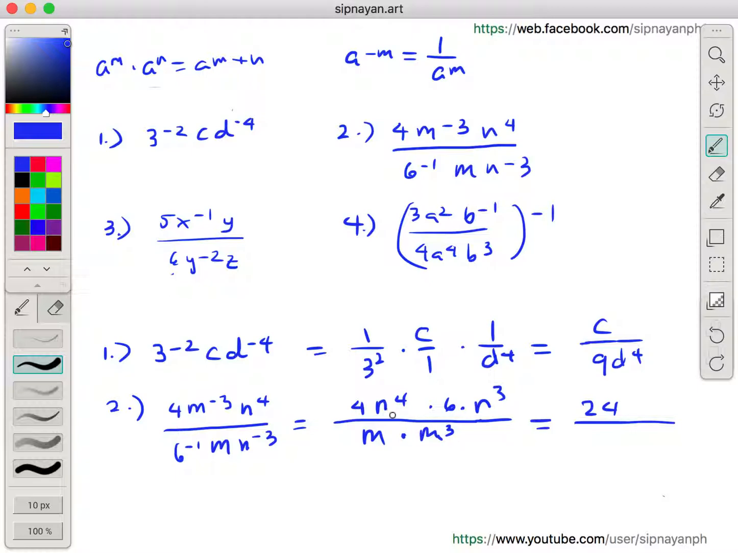And then, n to the fourth times n cubed by this law. Same base, so we add their exponents. 4 plus 3 is 7. So, n to the 7th.